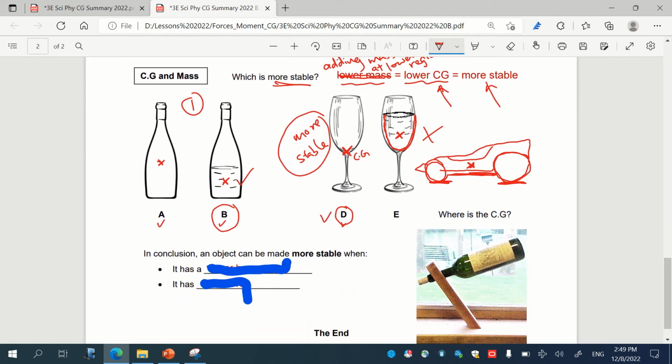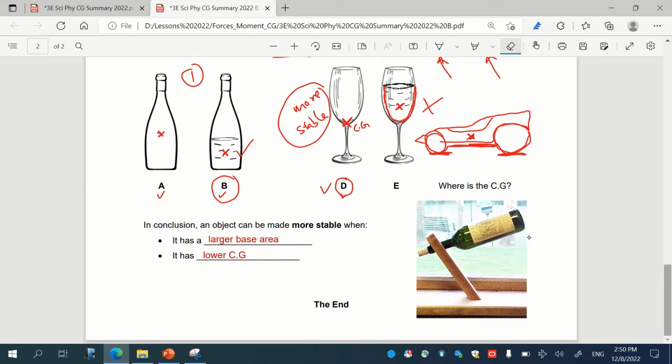So let's take a look. In conclusion, you have written already. In conclusion, if I want to make something more stable, I can enlarge the base area. I can lower the CG by adding mass to the bottom, okay?